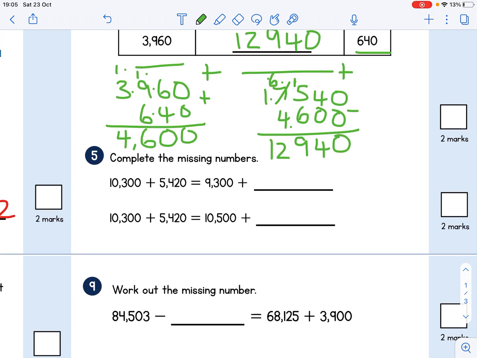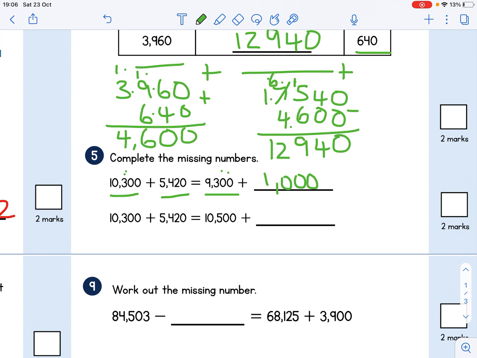Number 5 is a bit similar, but easier to hopefully spot. So here you've got 10,000 plus... 5,420. Sorry, 10,300 plus 5,420 is the same as 9,300. Now, what's the difference between these two numbers? One's 10,300 and the other is 9,300. So there's a gap of 1,000.